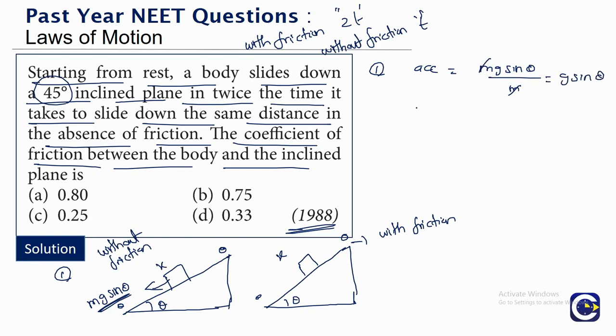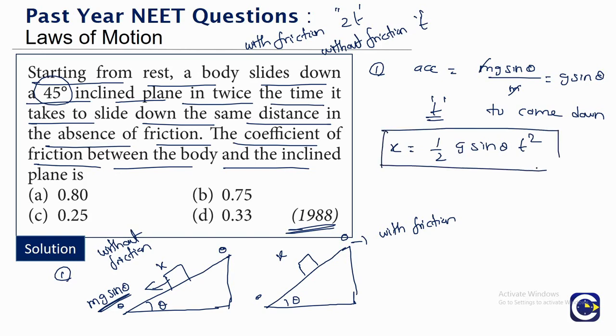Now starting from rest, if you assume from the top it is taking t time to come down. So without friction is t time, means the displacement x is equal to what? We'll use the relation s is equal to ut plus half at square. u is 0, means half into acceleration, which is g sin theta, into t square. Let us keep it as equation 1.